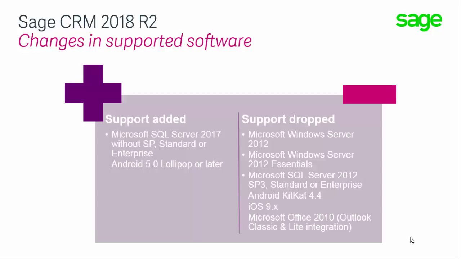But support has been dropped for Microsoft Windows Server 2012, and that's also 2012 Essentials, and we've also dropped support for Microsoft SQL Server 2012 SP3 Standard or Enterprise. And on mobile devices, we no longer support KitKat at 4.4, that's the Android KitKat 4.4, and iOS 9.x. And within client machines, we've dropped support for Microsoft Office 2010, which really is to do with Outlook and Outlook Classic and Lite integration.